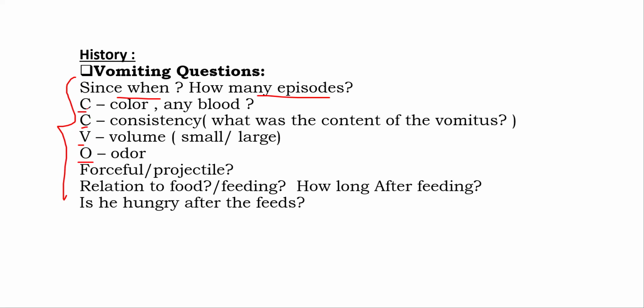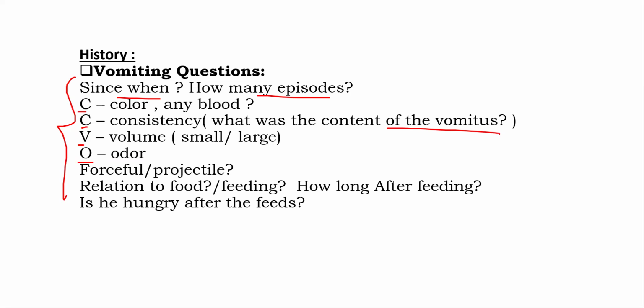So ask the parent, what's the color of the vomitus? Have you noticed any blood in it? Is it runny or thick in consistency? Or you can also say, what is the content of the vomitus? That means what have you seen in the vomitus? Runny and thick doesn't matter that much for vomiting, so don't bother asking that. But you can ask, what was the content of the vomitus? Like is it the breast milk or any food that you have given? So we want to know that.